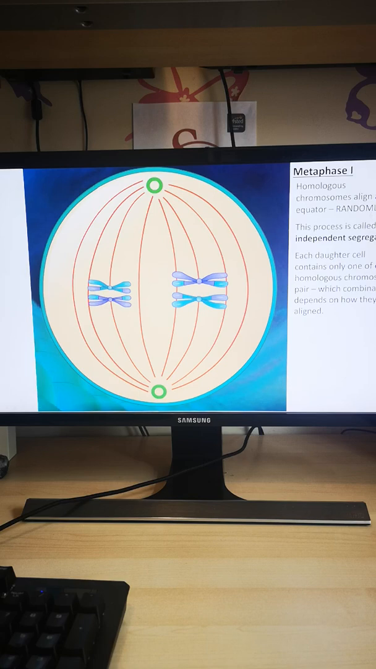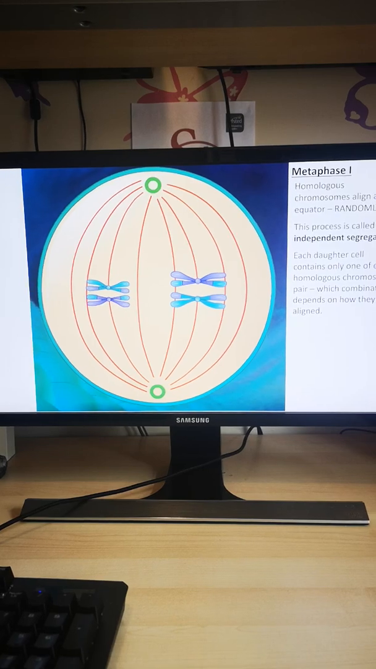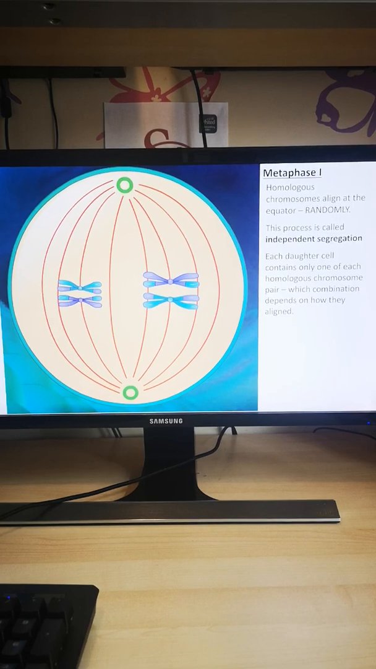So we call this process independent segregation, because we're going to pull the homologous chromosomes apart, but which side, which daughter cell they end up in, so which side they're pulled to, depends on which side of the equator they are sat, and that process is independent. It's a random process.